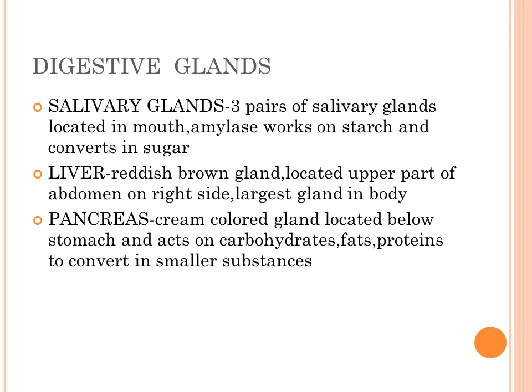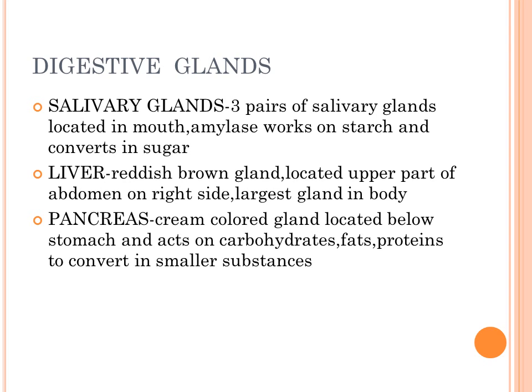Digestive glands. Salivary glands, liver and pancreas are digestive glands. There are 3 pairs of salivary glands located in the mouth. Amylase is the enzyme which works on starch and converts it to sugar.